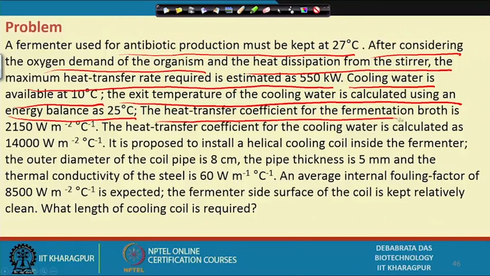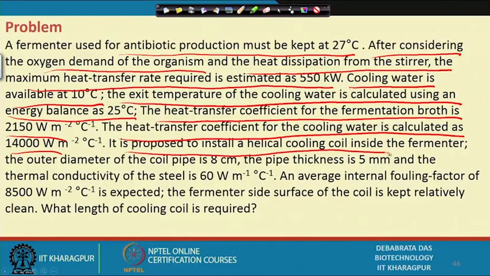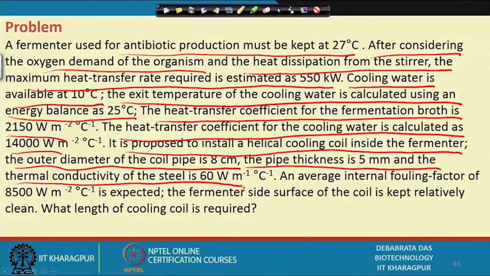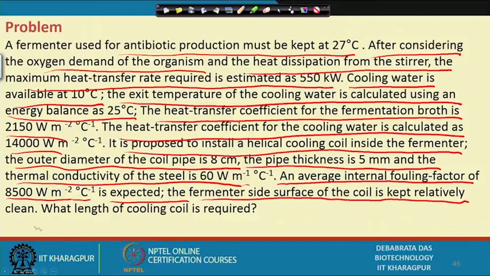Now, the heat transfer coefficient of the fermentation broth is given, and the heat transfer coefficient of the cooling water is calculated as this. It is proposed to install a helical cooling water coil inside the fermenter. The outside diameter of the coil pipe is 8 centimeter, the pipe thickness is 5 millimeter, and the thermal conductivity of the steel is 60 watt per meter per degree centigrade. An average internal fouling factor of 88,500 watt per square meter per degree is expected, and the fermenter side surface of the coil is kept relatively clean.